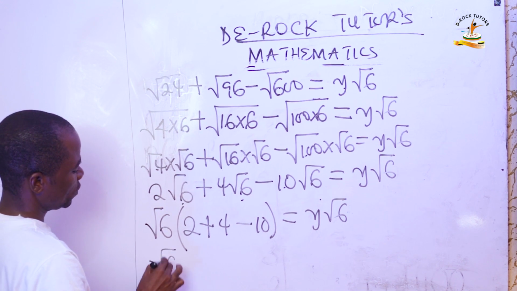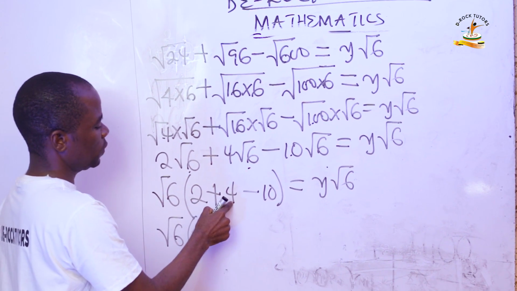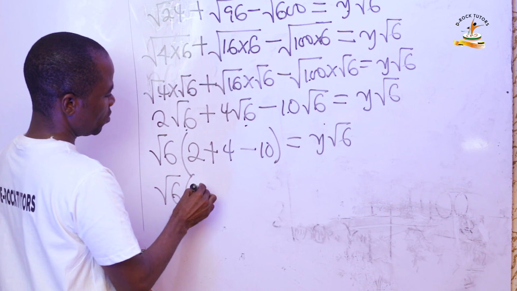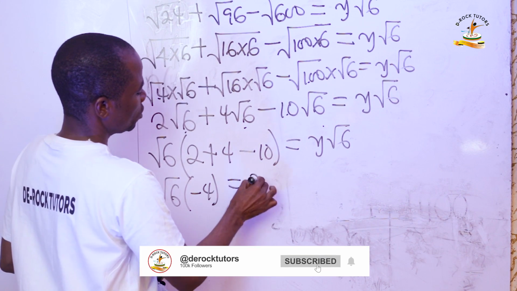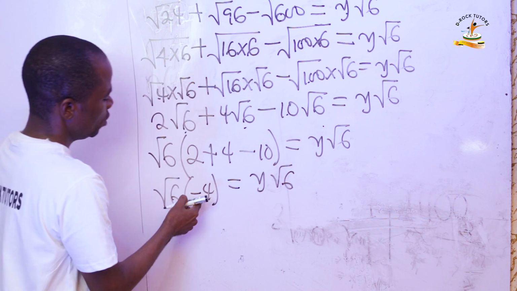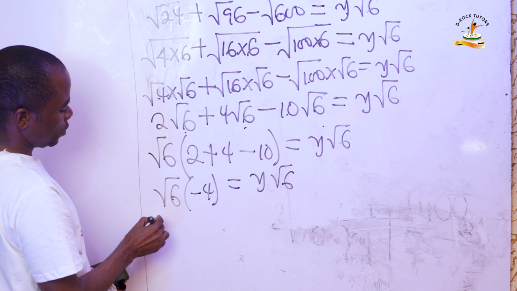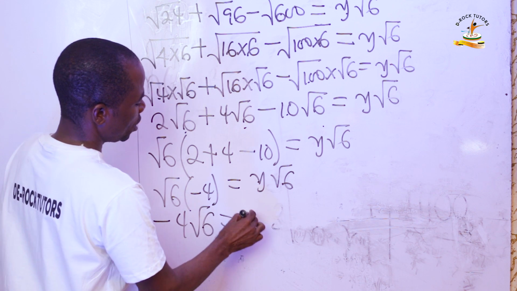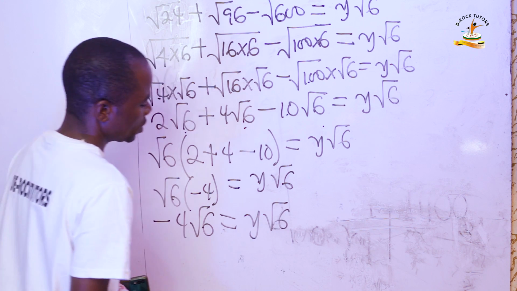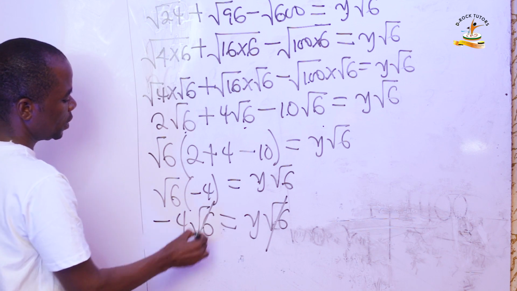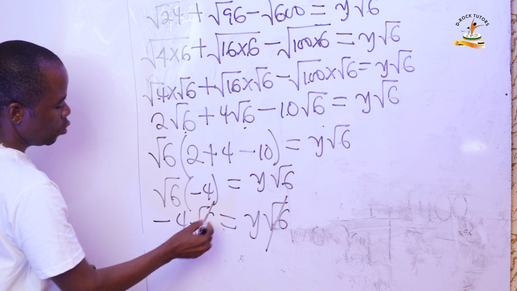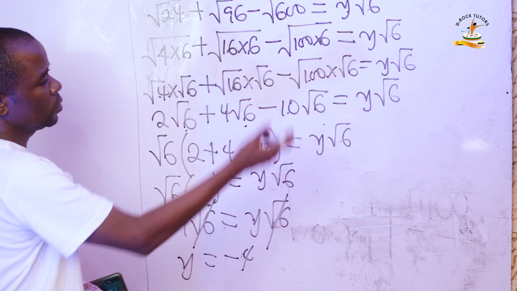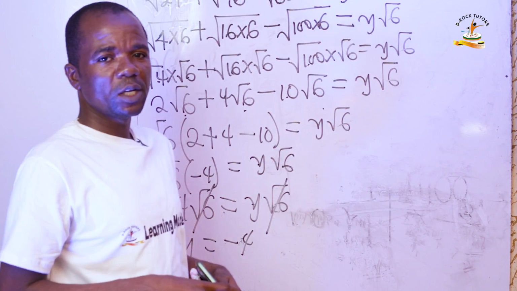Now we have square root of 6 into 2 plus 4 gives us 6. 6 minus 10 will give us minus 4 is equal to y root 6. If you want to write this one by taking minus to the front, we now have minus 4 square root of 6 is equal to y square root of 6. If we divide both sides by square root of 6, we are left with y equal to minus 4. So the correct answer there is minus 4.